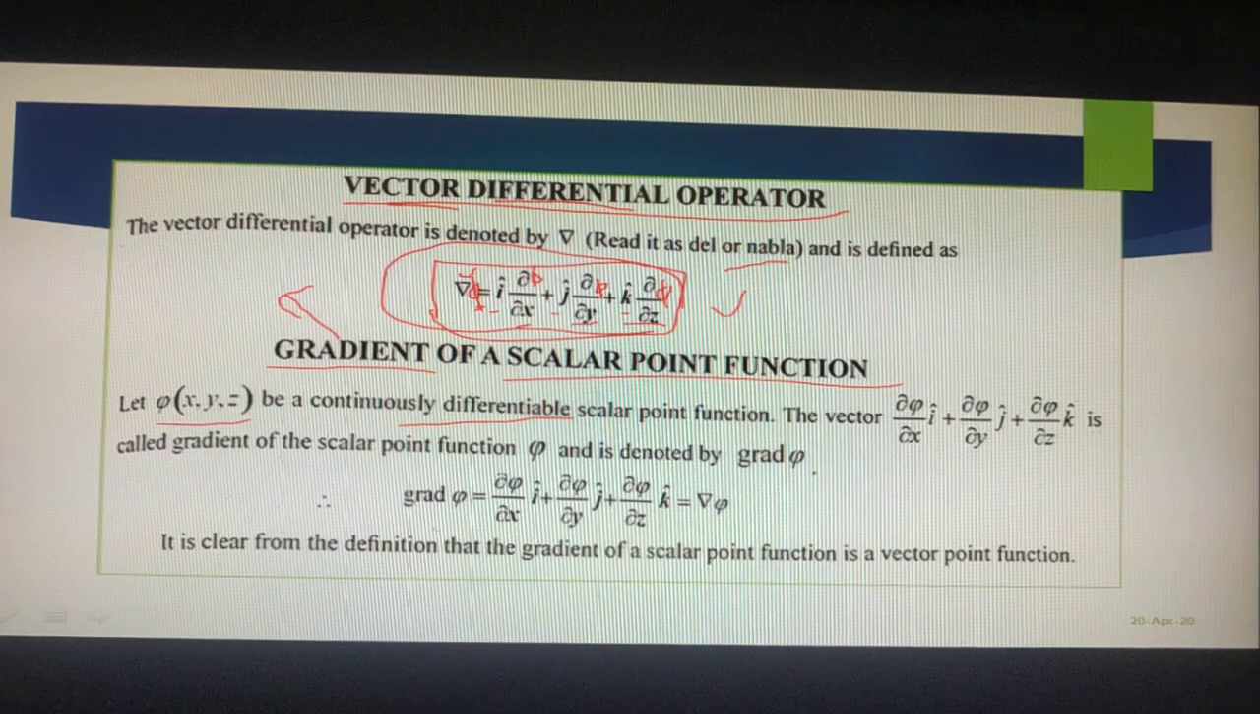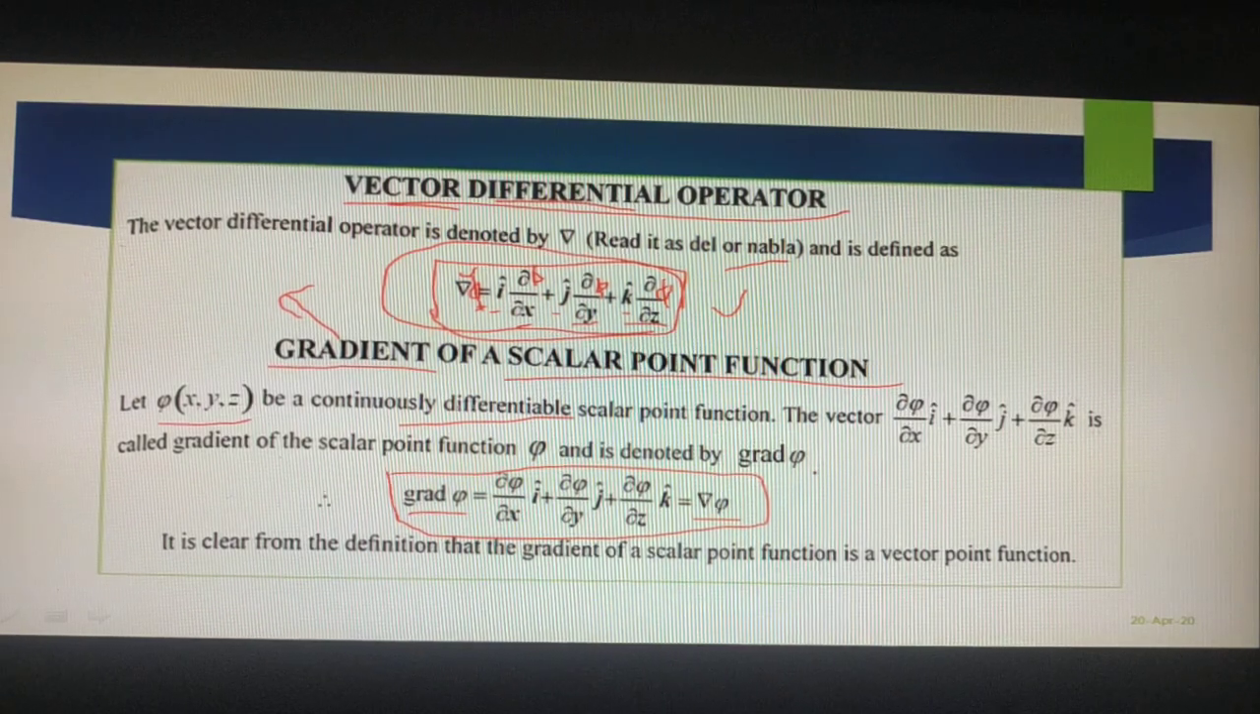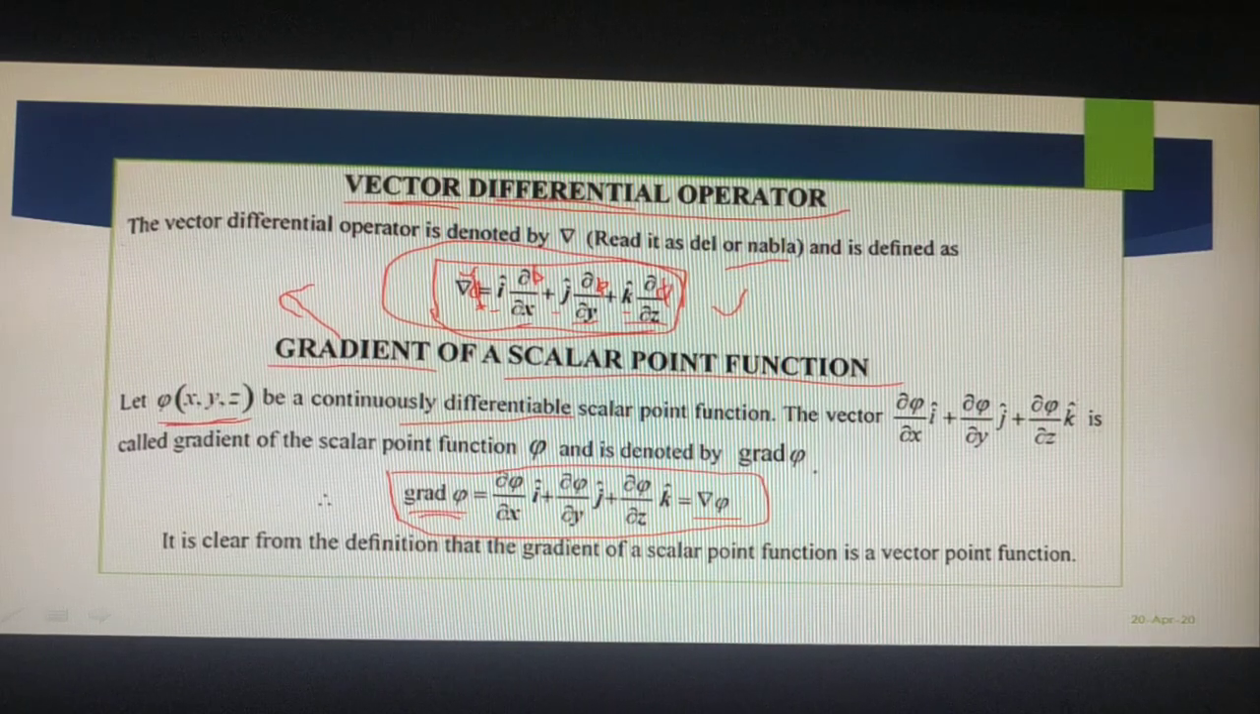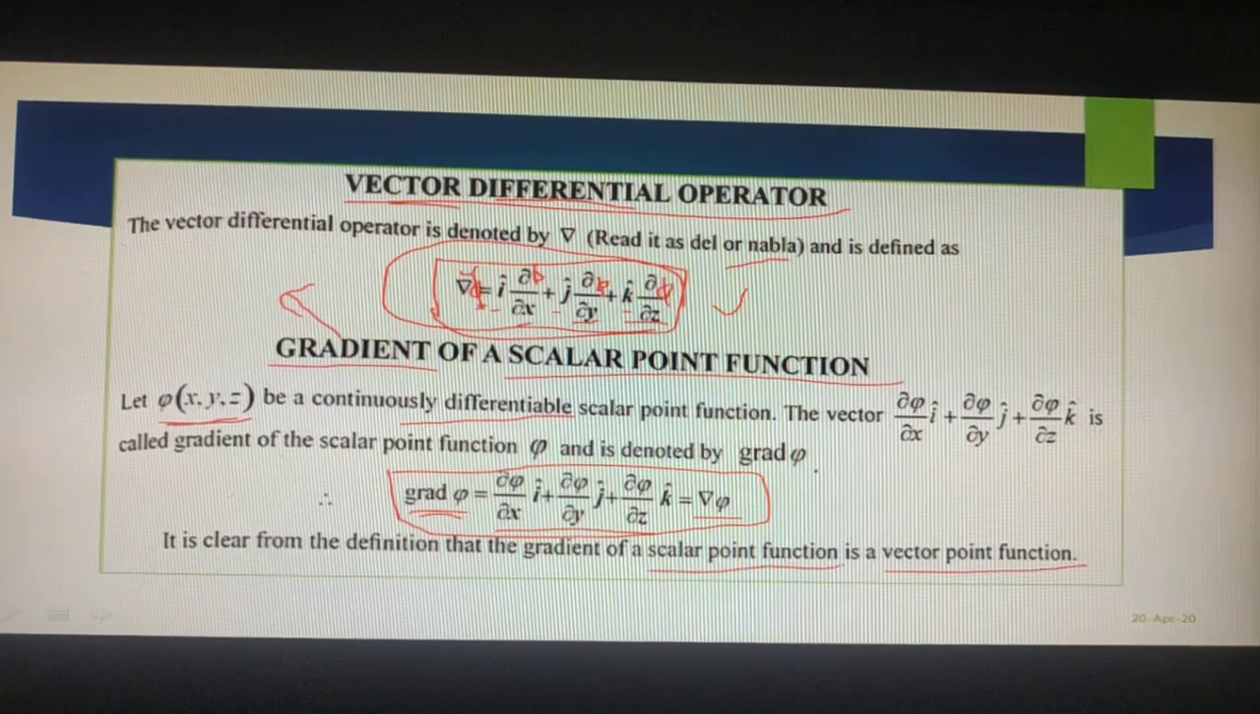So now if I multiply this, I am going to get what we call the gradient of phi. In short form, we can call it grad phi or del phi. So it is very clear. Previously we had this scalar point function. When I multiply with the del operator, I get the gradient of this scalar point function. Gradient is nothing but the slope in some particular direction. Of course, because it has a direction, it becomes a vector point function. Previously it was a scalar point function.